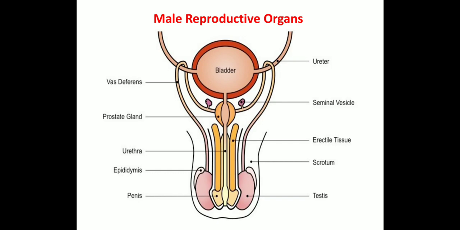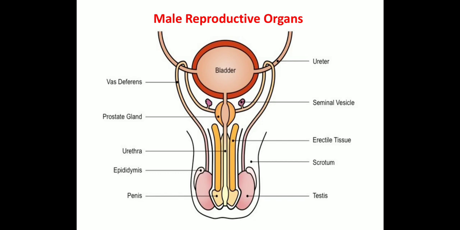Then you can see epididymis. It is a long, narrow coiled tube attached to the surface of testis where sperms are temporarily stored. Then you have the sperm duct, that is also called vas deferens, and its function is to transport the sperm to the urethra. And what is urethra? It transports the sperms and urine at different times.